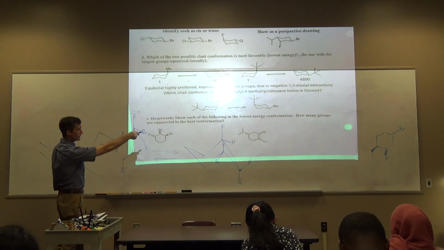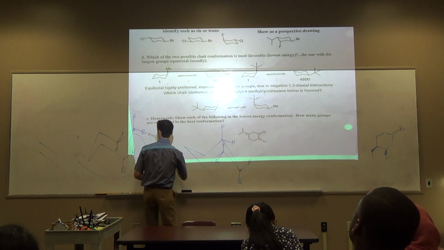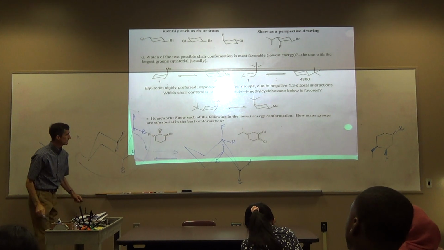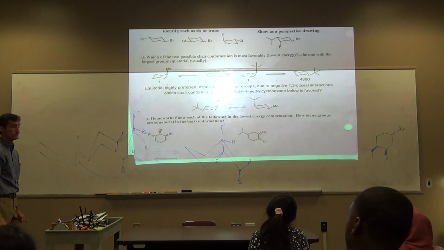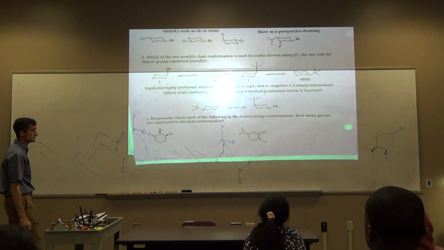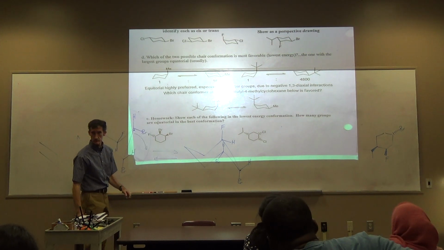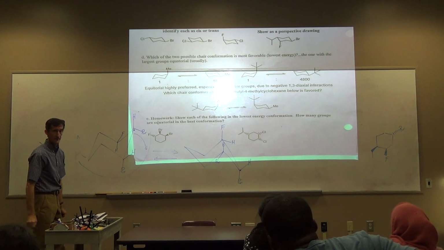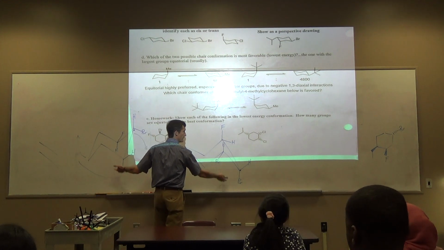We didn't answer the second question for this one. How many groups are equatorial in the best conformation? I circle it. How many groups are equatorial? Two. Because over here, only one group is equatorial, even though it's the same exact compound. This is the same compound, it's just different conformations.